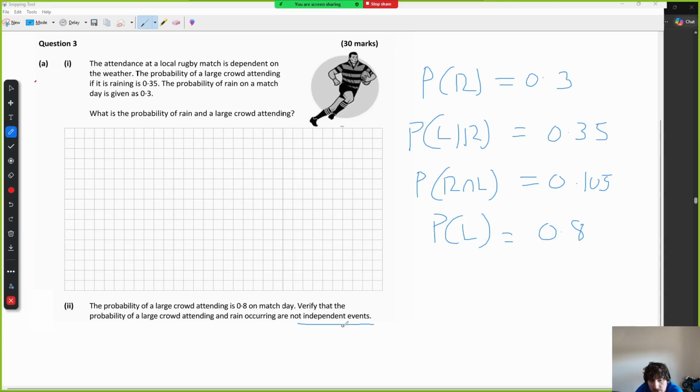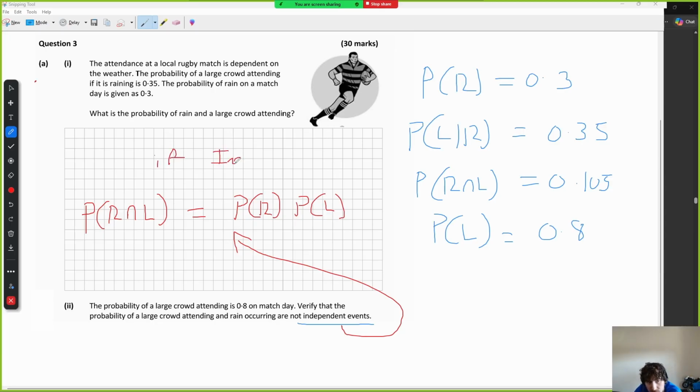So hopefully you've given this a go. There is a formula that should work if they were independent. The formula that should always work if you're independent is your intersections. So R intersect L should always be equal to just the two probabilities multiplied by one another. Now this formula doesn't always work. This formula will only work if they're independent. If they're independent, that formula will work.